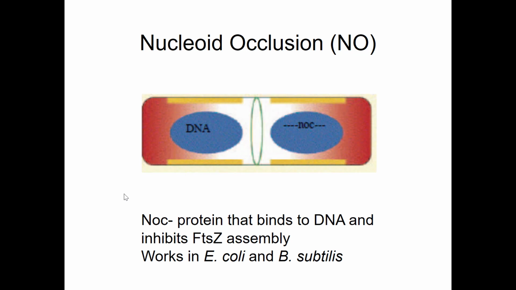So first I'm going to tell you about nucleoid occlusion. Remember, nucleoid is another word that we use for the chromosome or for the DNA. So nucleoid occlusion means that FtsZ cannot form a ring over the DNA. So what happens is our DNA is here in blue, and there's a protein called Noc. And it binds to our DNA and surrounds that DNA or the chromosome, and it actively inhibits FtsZ. So it's going to inhibit it from binding to GTP, and it won't be able to form a ring wherever there is DNA. This is a mechanism that works in our two favorite model systems, E. coli and B. subtilis.